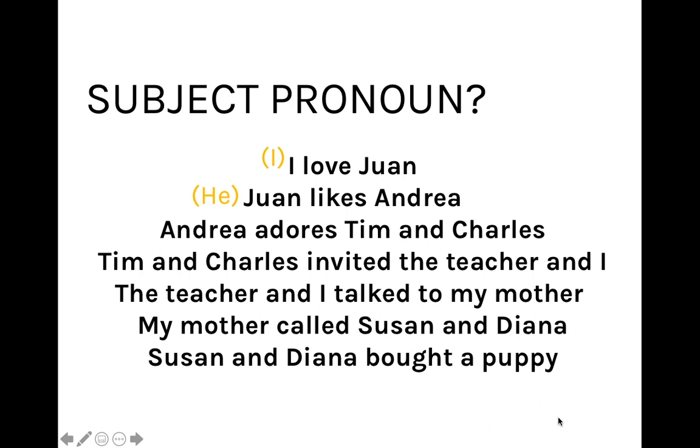Andrea adores Tim and Charles. The subject of the sentence is Andrea. And we use the subject pronouns to replace Andrea. The subject pronoun that replaces Andrea is she. The subject of the next sentence is Tim and Charles. What is the subject pronoun we use to replace Tim and Charles? They.